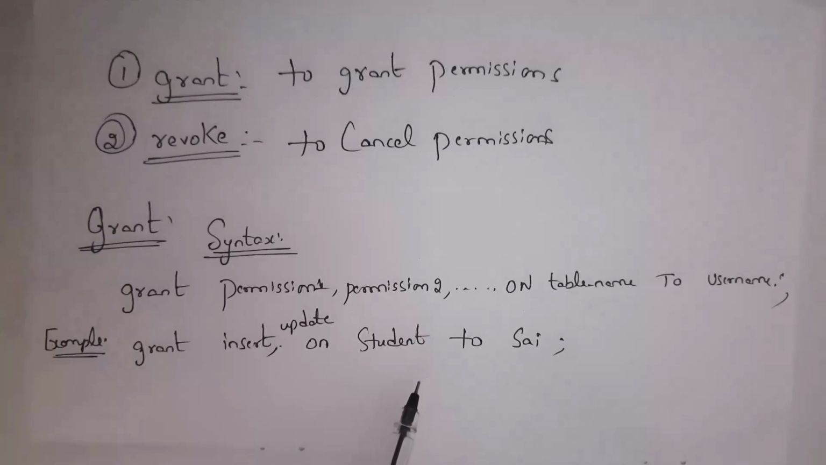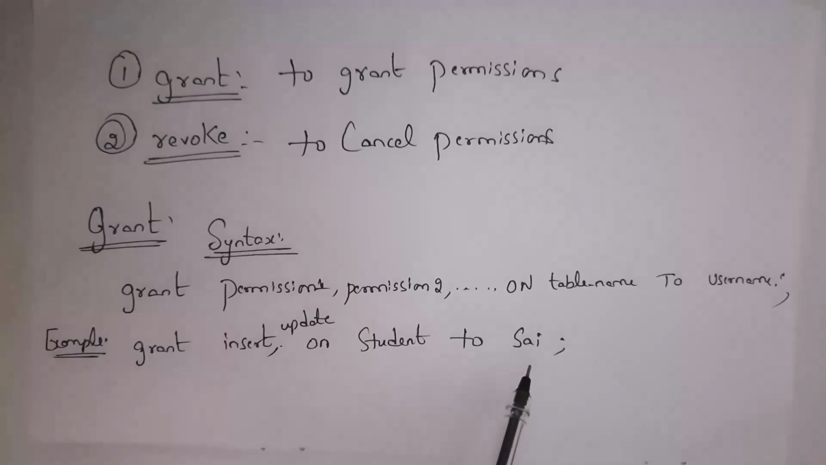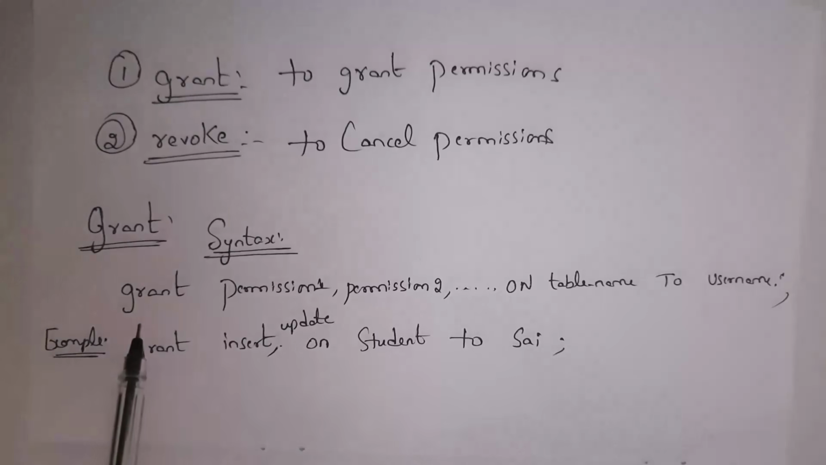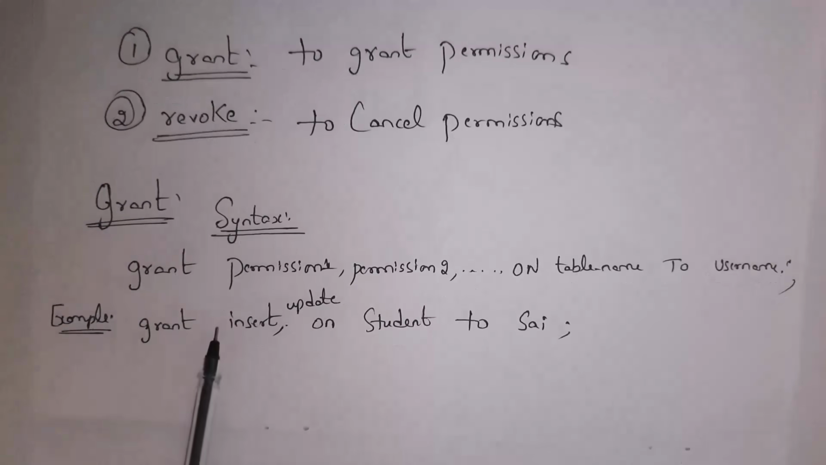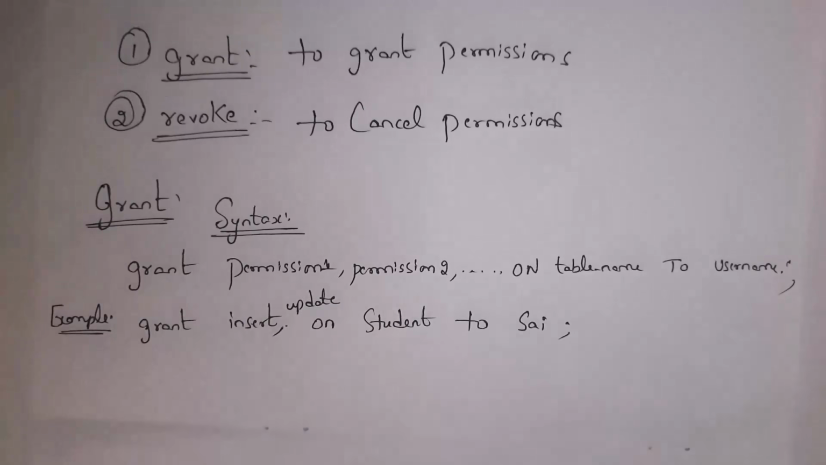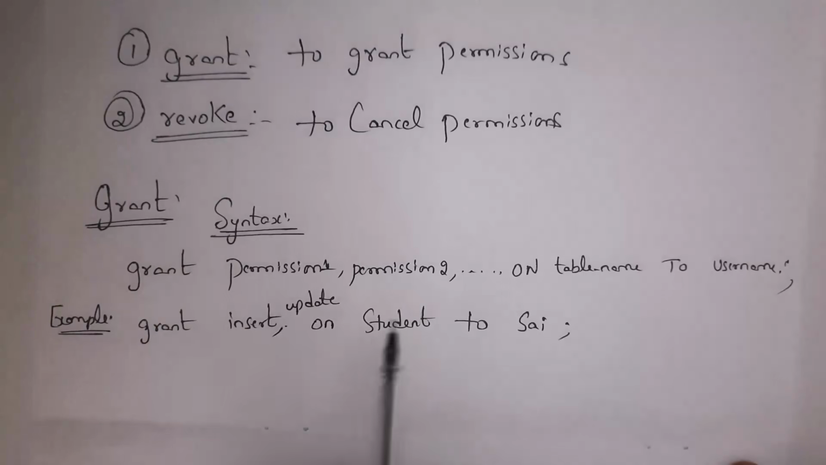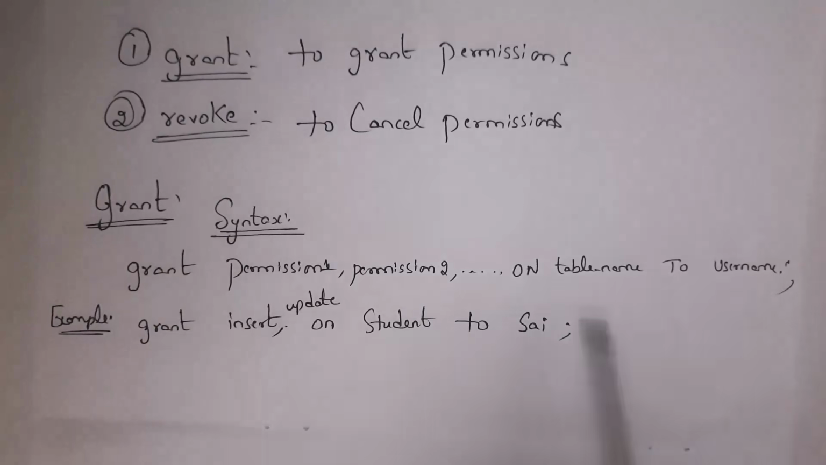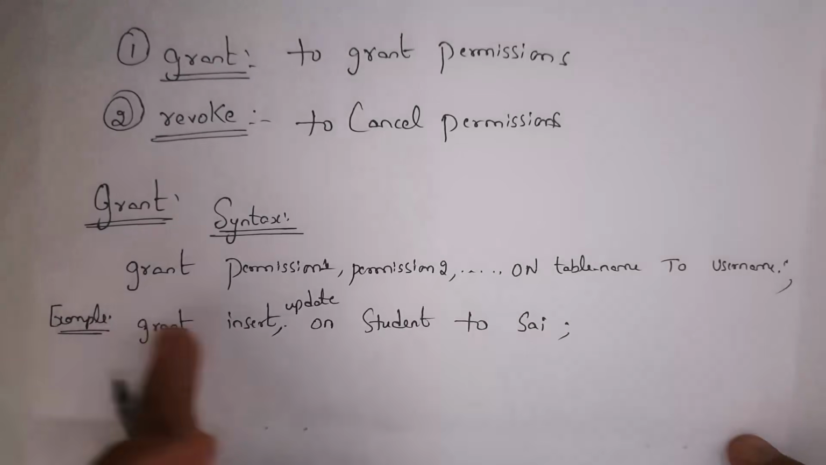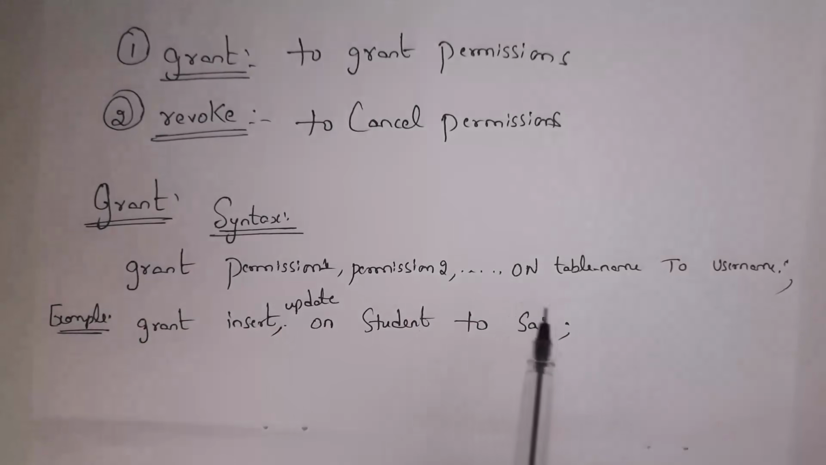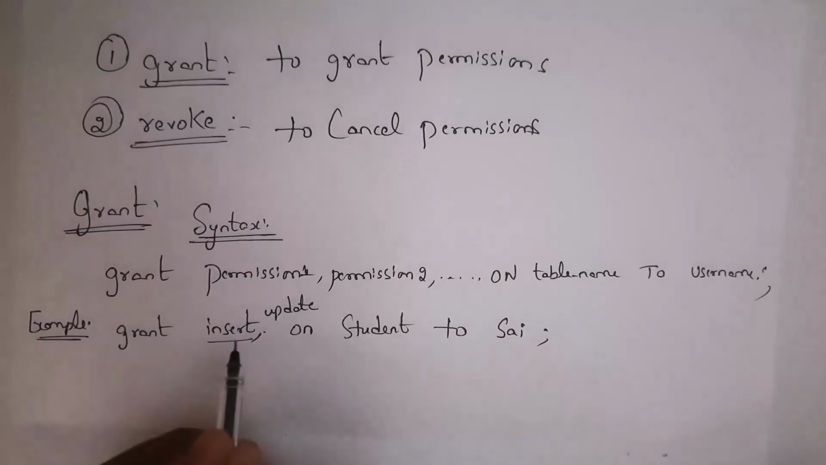For example, I am database administrator. In my college, there is one faculty with name Sai. This faculty Sai want to insert data in student table. So as a database administrator, I need to give insert and update permissions to this faculty Sai. For that purpose, we need to use grant command. So just write here grant insert comma update on student to Sai and at last give semicolon. Whenever you write this code and click enter, now this faculty Sai can insert and update data on student table. I given 2 permissions, they are insert and update.